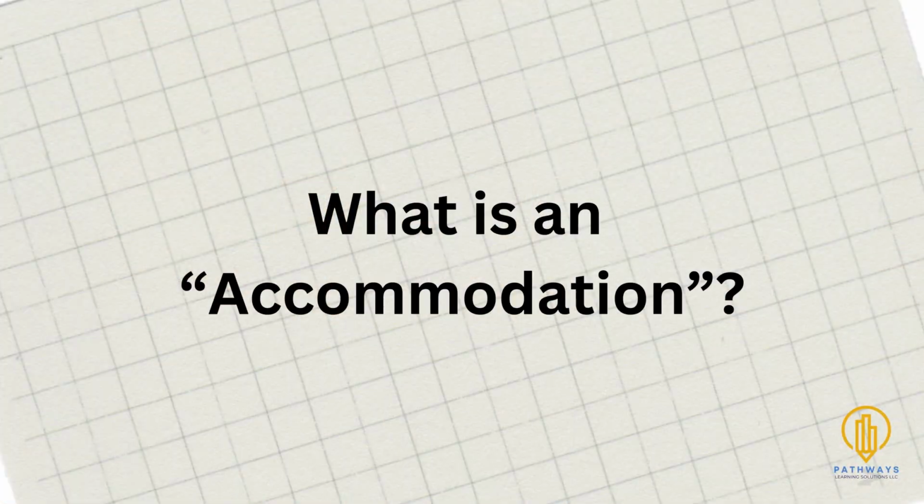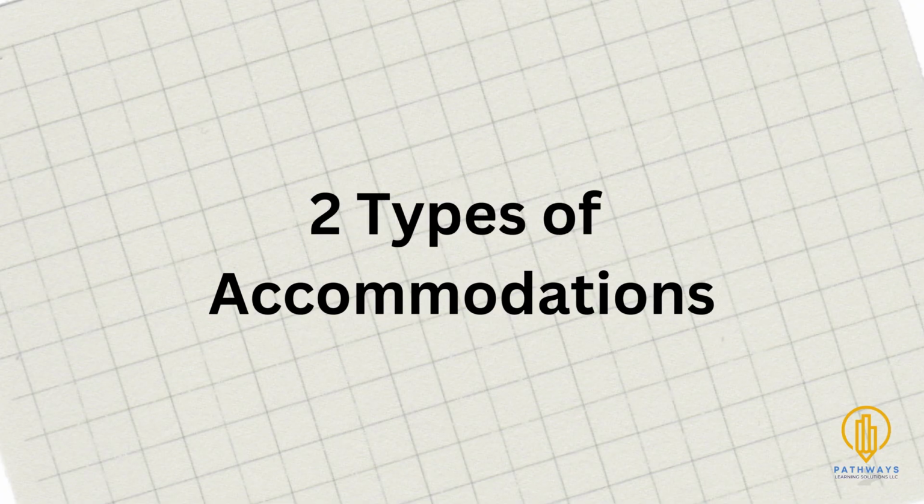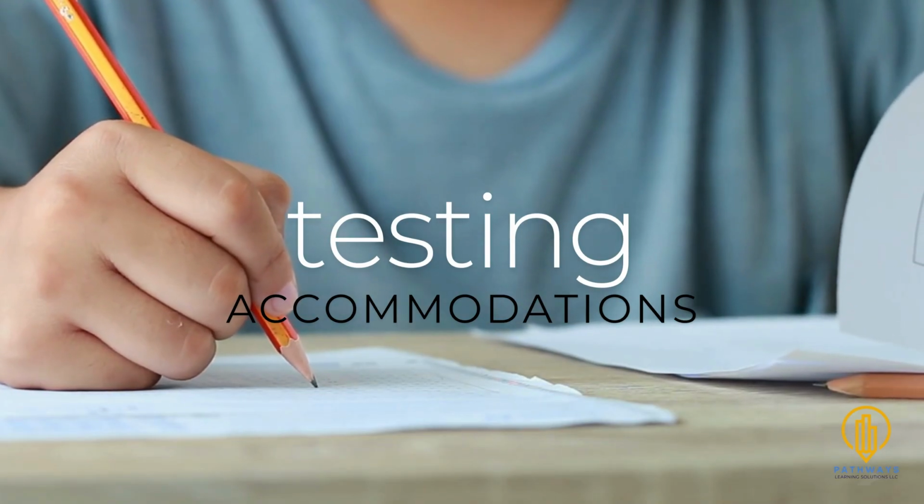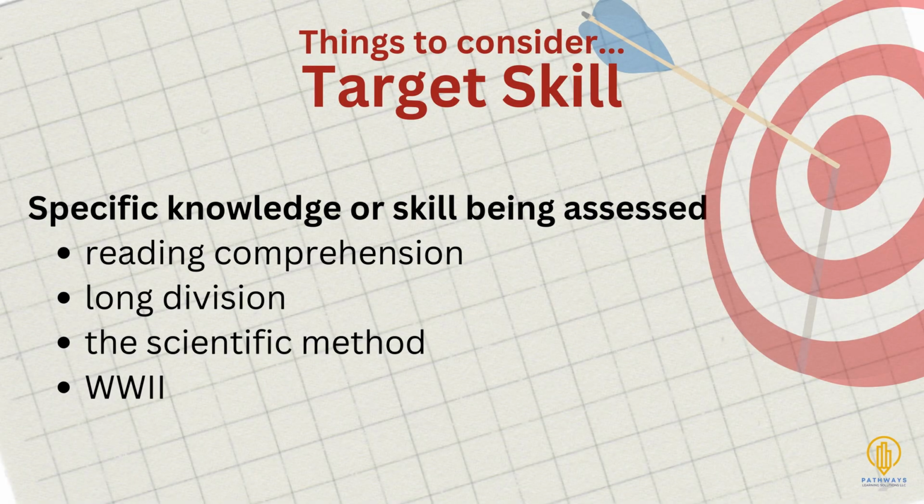Let's discuss what an accommodation really is. So there are two different types of accommodations that we'll discuss in this module. There are instructional accommodations, and there are also testing accommodations. But before we can really dive into those, we'll need to discuss target skills and access skills. A target skill is a specific knowledge or skill that is being assessed. For example, a reading comprehension, long division, scientific method, or a World War II test.